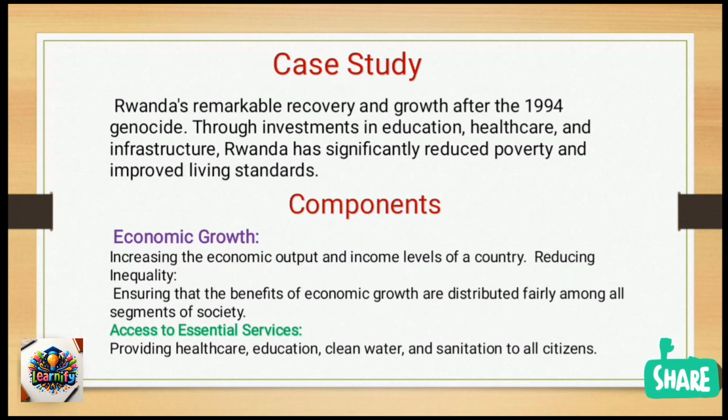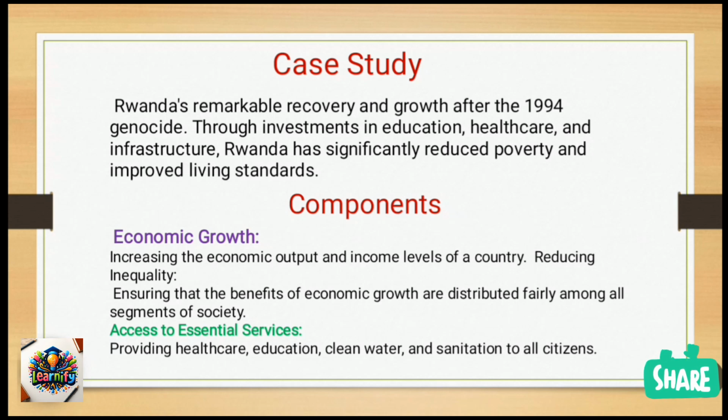Case study: Rwanda's remarkable recovery and growth after the 1994 genocide through investments in education, healthcare, and infrastructure. Rwanda has significantly reduced poverty and improved living standards. Components: economic growth, increasing the economic output and income level of a country. Reducing inequality: ensure that the benefits of economic growth are distributed fairly among all segments of society.